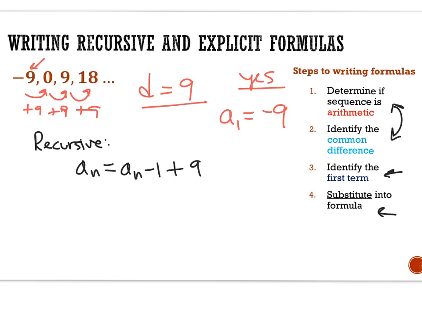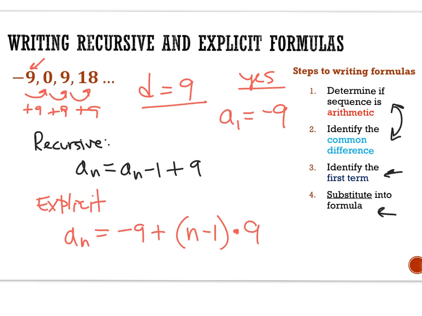The next one is going to be our explicit. If we look back at our explicit formula, we're going to use, again, a sub n, so any term that I want, equals my first term, which happens to be negative 9, plus n minus 1, because we don't know what n is yet, and then times 9. And so if we look at these, they have similar elements, but the idea is we're still waiting on n in order to figure anything else out. So that's how we write our recursive and explicit formulas, by simply determining our common difference and our first term, and then substituting what we know into our formulas.